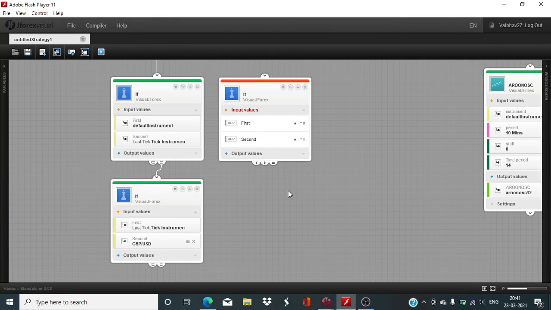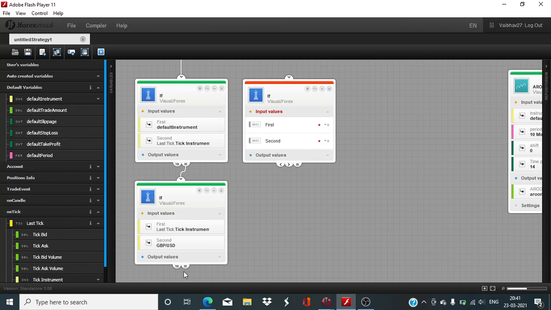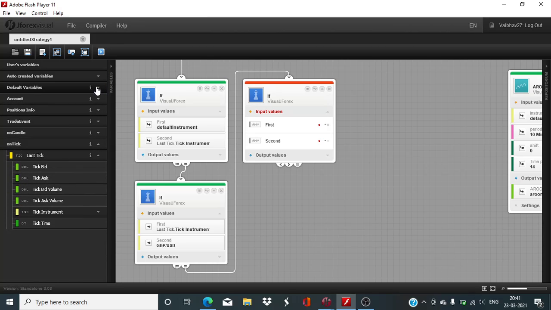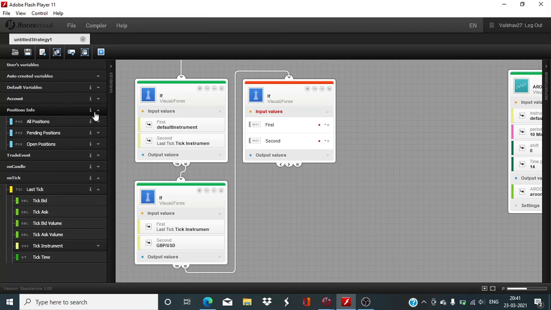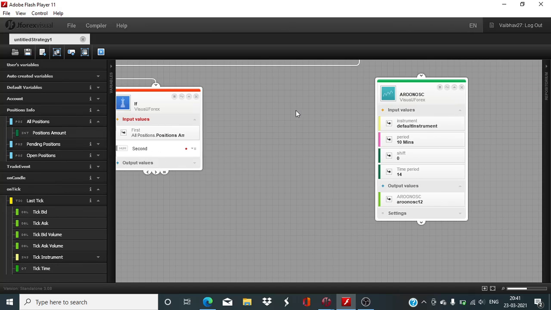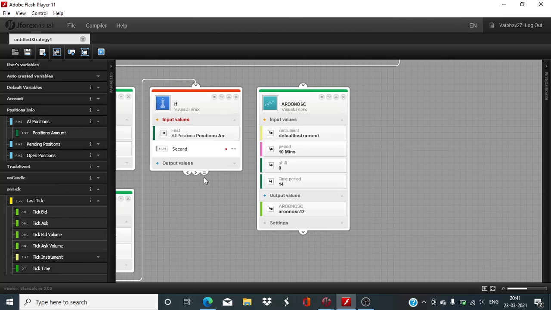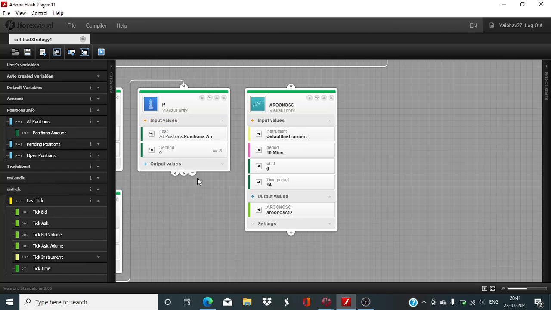Alright, then position amount needs to be 0. So we take on position, whether it is a pending order or open position, equal to 0. That means there is no pending or open position on the account currently.